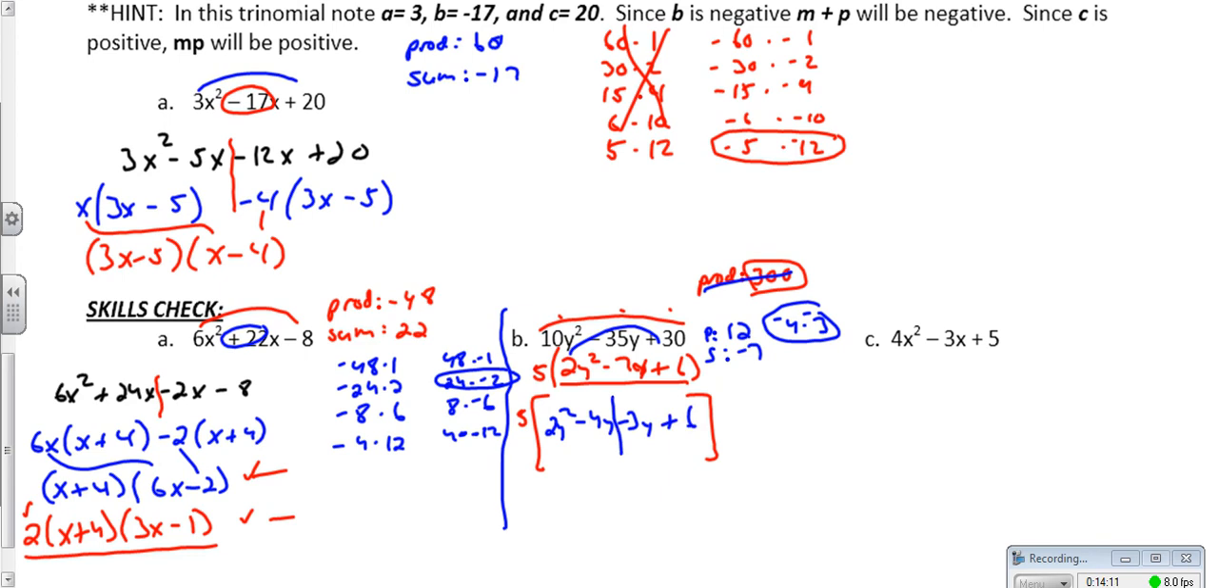I can factor that by grouping, and I get 2y, and then I get y minus 2. And I'm going to take a negative 3 out of the other one, and I get y minus 2. So I get y minus 2 times what's left, 2y minus 3, and then I have a 5 on the outside. And that's probably a little bit easier process to do it.